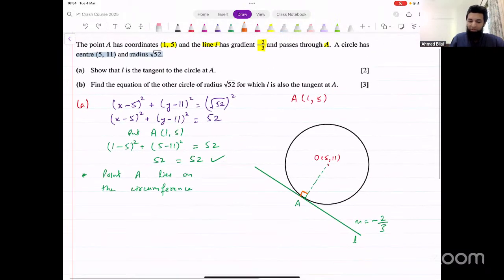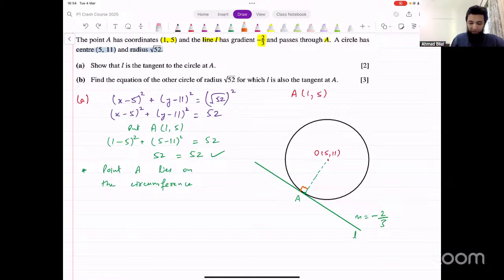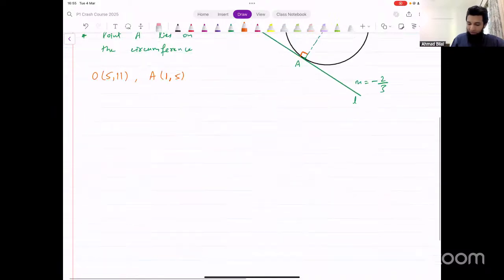We have the points. I've mixed this up. I'm calling O the center. O is 5, 11. And A is this point, 1, 5. These are the 2 points that we have.